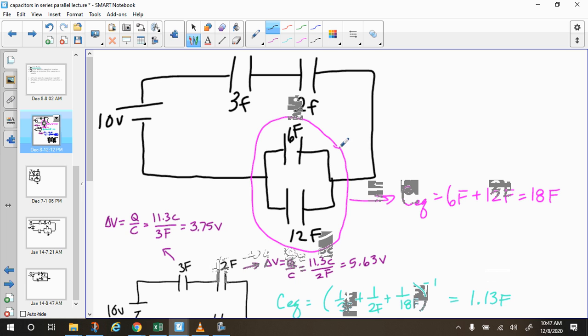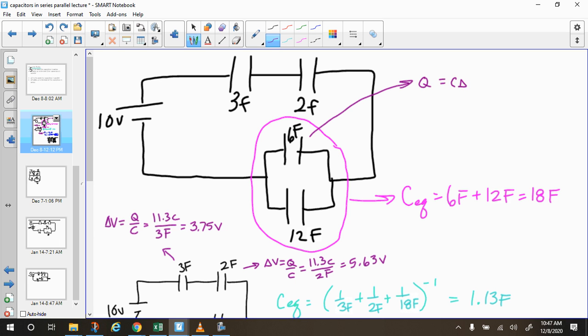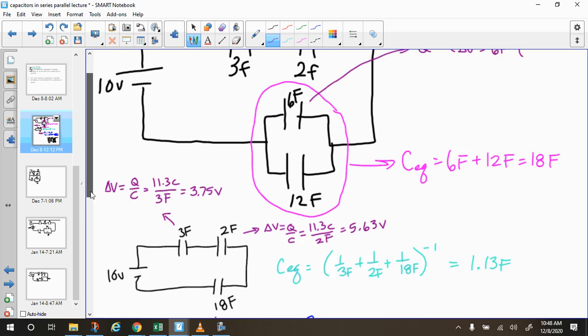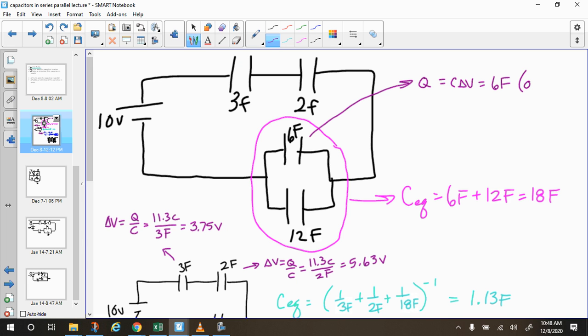So now for my 6 farad capacitor, I'm looking for my charge, and charge is equal to C times delta V. So I have 6 farads times my delta V, which was 0.63 volts. And that gives me 3.75 coulombs.